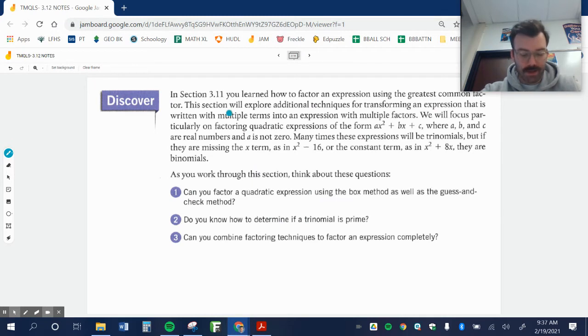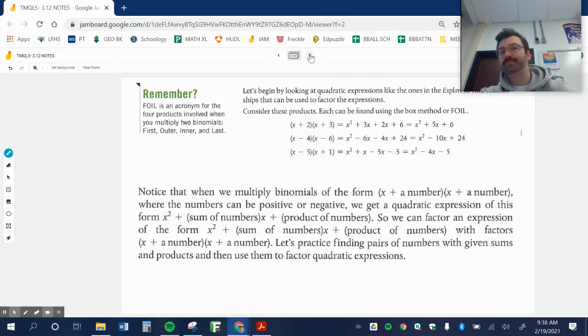So what are we going to talk about today? We're talking about, can you factor a quadratic expression using the box as well as a guess and check method? Do you know how to determine if a trinomial is prime? And can we combine factoring techniques to factor an expression completely? By factoring techniques, I mean what we did yesterday. Can we bring in a GCF?